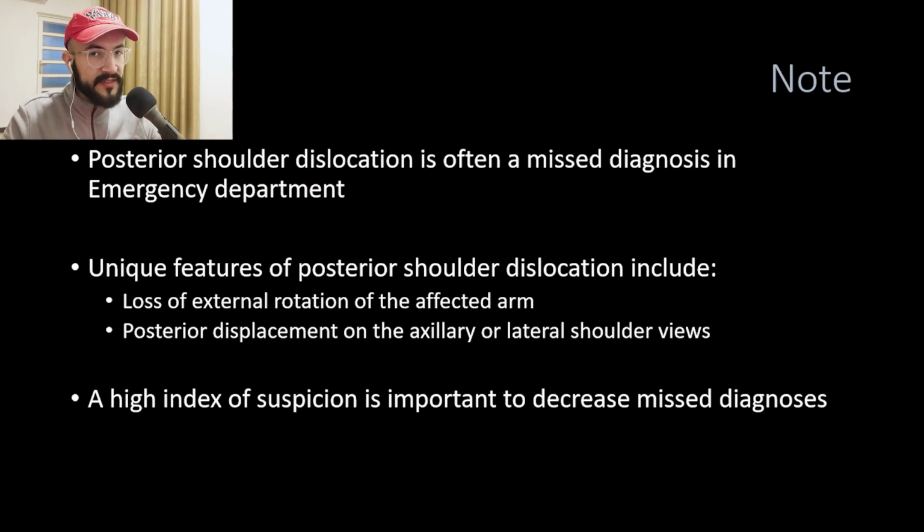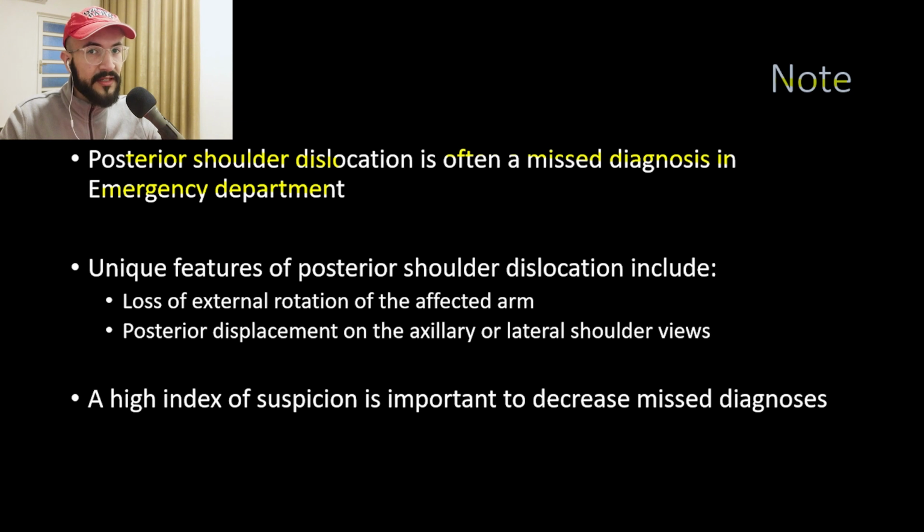Now, a very important note you should pay attention to is that the posterior shoulder dislocation is often a misdiagnosis in the emergency department. That is because physicians mostly order one shoulder view, the AP shoulder x-ray, and 50% of the cases will look normal on the AP shoulder x-rays. So that is why it is a misdiagnosis in a significant number of cases.